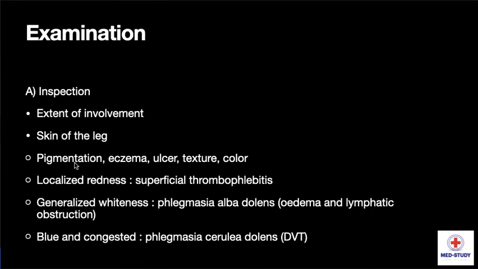skin of the leg, pigmentation, as in for pigmentation, eczema, ulcer, texture, color. There might be localized redness as seen in thrombophlebitis, generalized whiteness as seen in phlegmasia alba dolens due to edema and lymphatic obstruction. Blue and congested skin may be seen in phlegmasia cerulea dolens as seen with deep vein thrombosis.